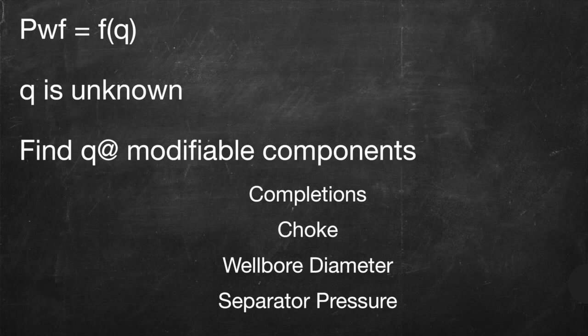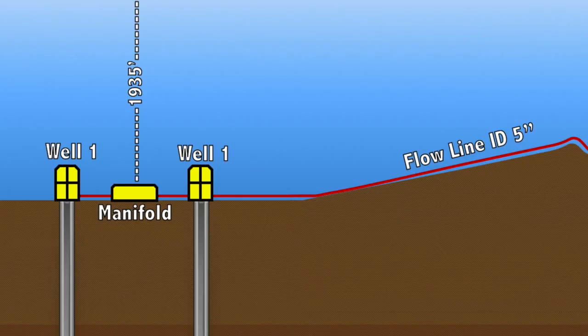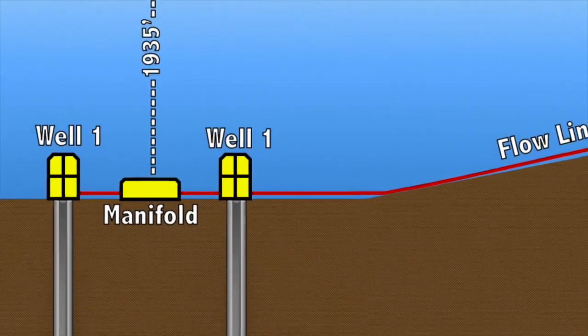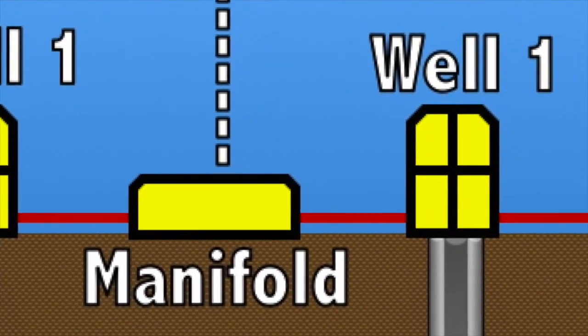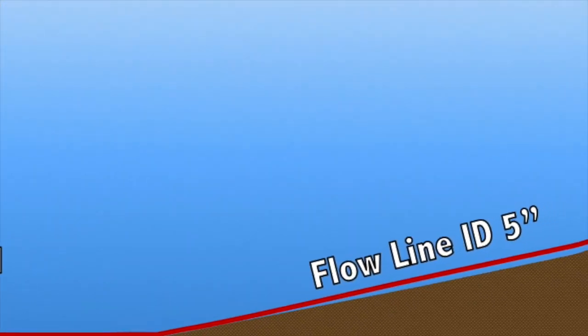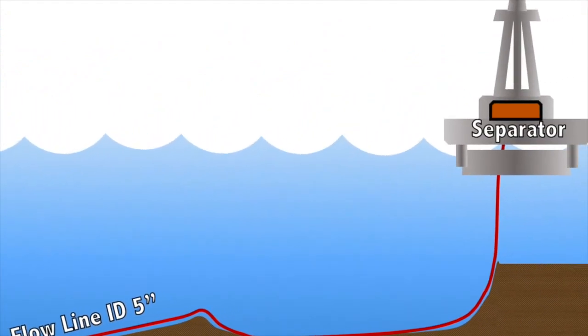Because this well has no production history, my classmates and I will compute the predicted production rates while varying modifiable components. Because the reservoir is in the Gulf, the well, flowline, and manifold are all subsea, at a depth of 1,935 feet from the waterline. The two wells connect to the one manifold, which then connects to a single flow line. The flow line connects the manifold to the host platform, where the separator can be found.